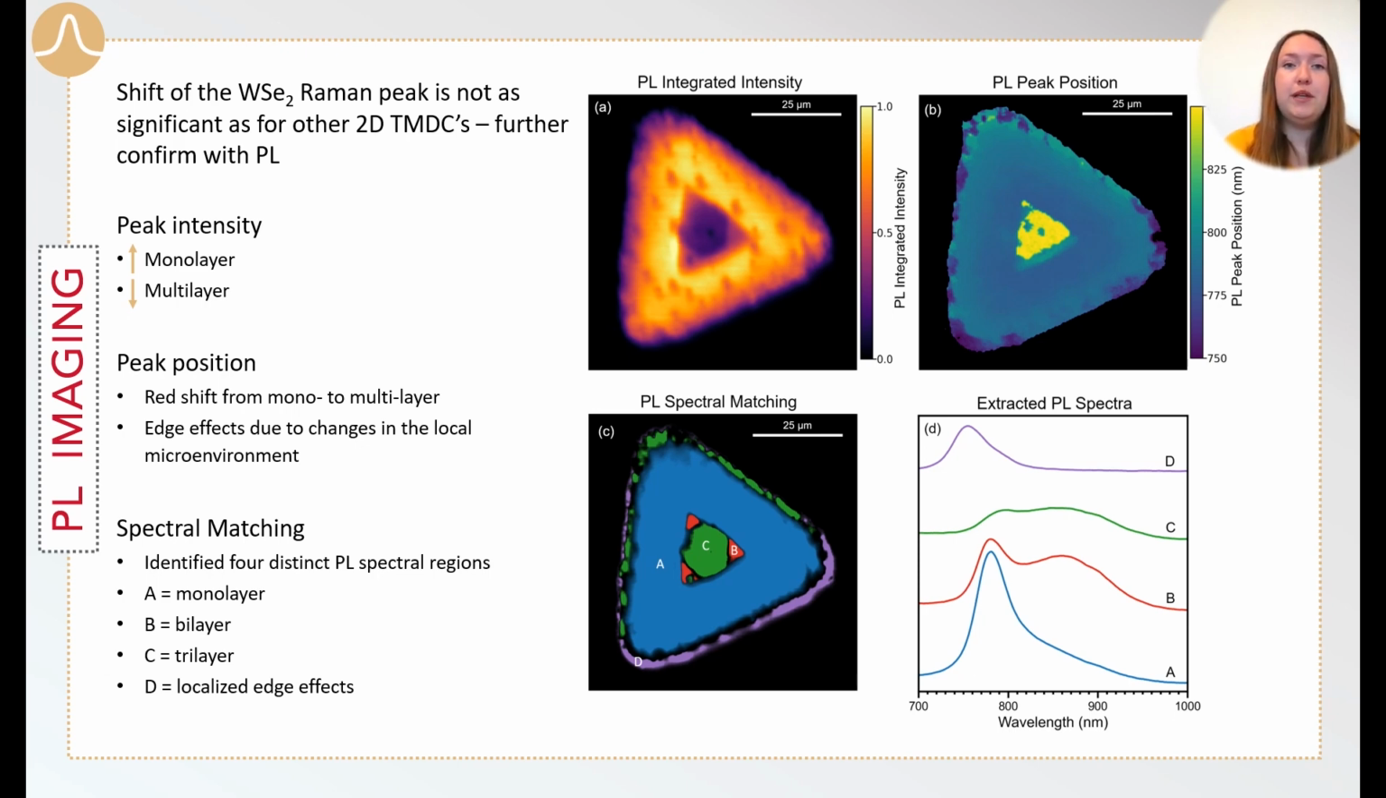So region B, which is shown in red, shows a decreased photoluminescence intensity, and we start to see the appearance of a shoulder in its spectrum at 870 nanometers.